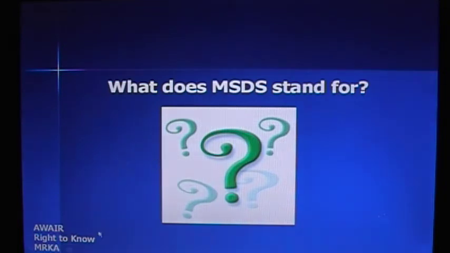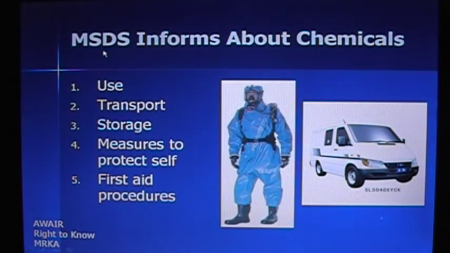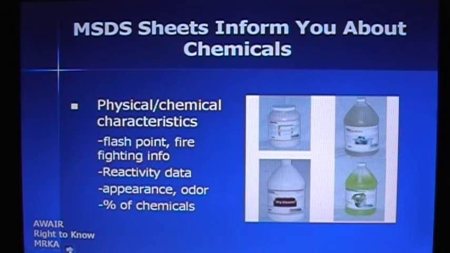What does MSDS stand for? The Material Safety Data Sheet. It tells us how to use chemicals, transport, store, and use measures to protect ourselves. We don't have any chemicals that require that much protection. And first aid procedures. They also tell you the date that the MSDS was made up, because it's possible it was made up 10 years ago. They may have found some other problems with a chemical that would need an updated MSDS sheet. The identity of the chemical used is on there, and also common names for the chemical.